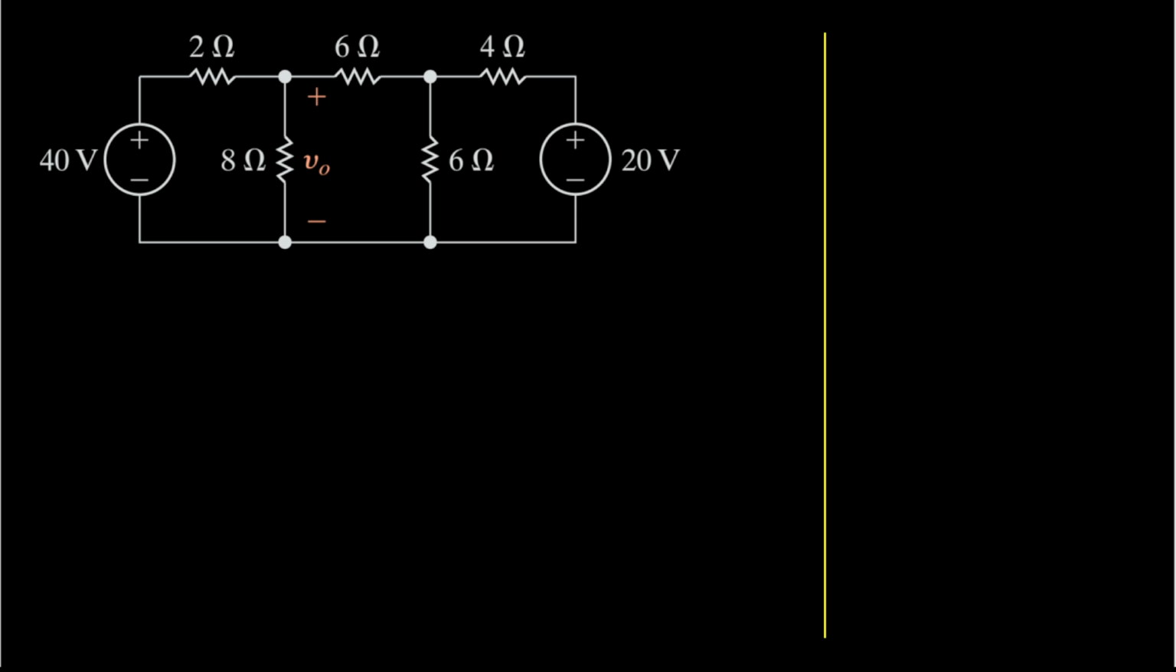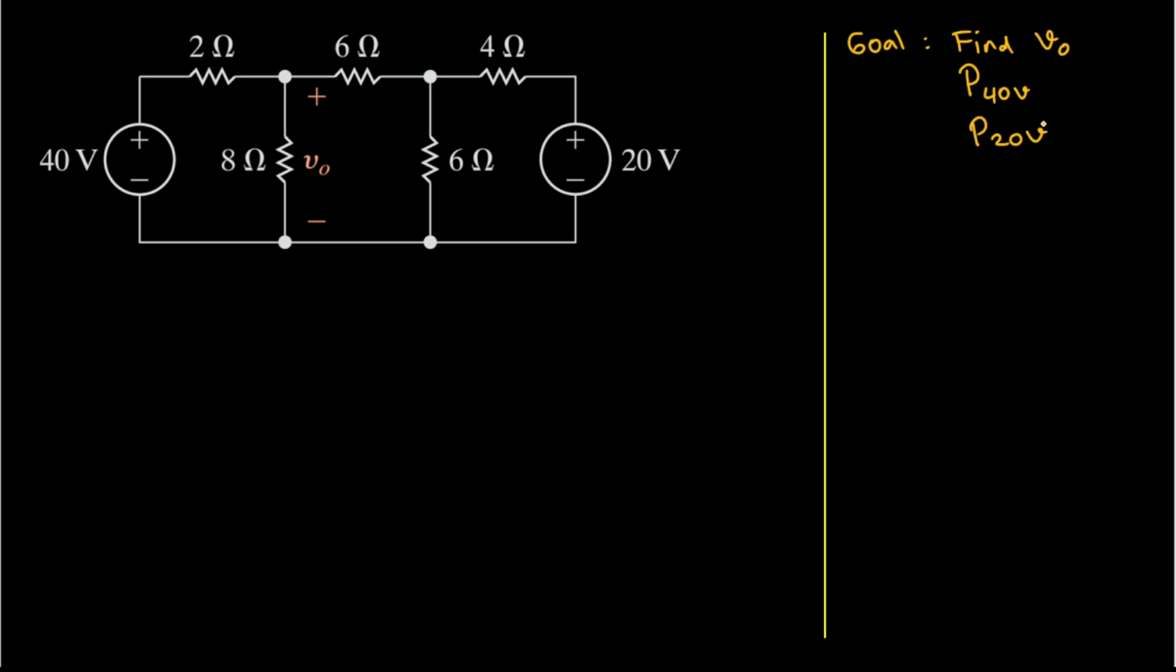Hello, in this video, I will explain how to find V0 and the power delivered by the sources using mesh analysis or the mesh current method. So our goal here is to find V0, and then the power delivered by this 40-volt voltage source, so P 40 volt here. And then the last one, the power delivered by this 20-volt voltage source, so we'll have P 20 volt.